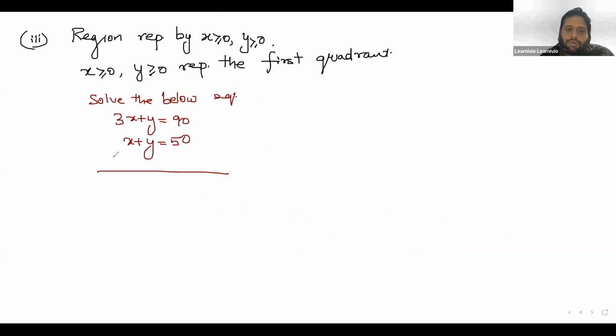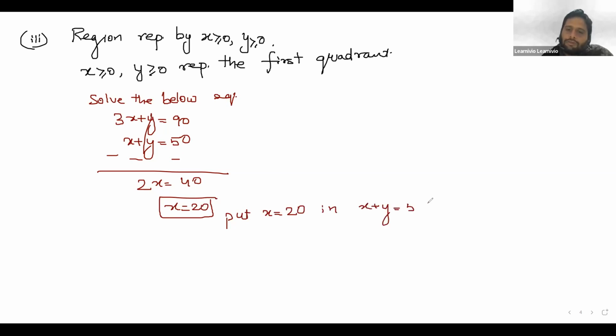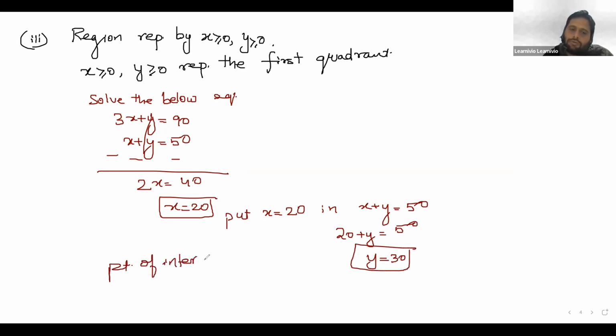Now solve this one. Always solve the equations. This cancels out. 2x is equal to 90 minus 50, which is 40. So x is equal to 20. Put x is equal to 20 in any equation, in x plus y is equal to 50. So here you will get 20 plus y is equal to 50, and y is equal to 30. So the point of intersection is 20 comma 30.